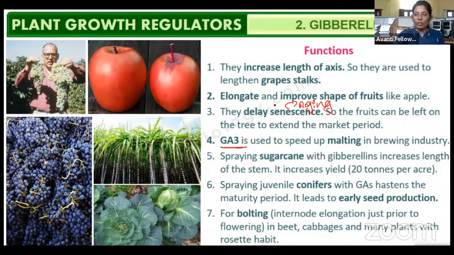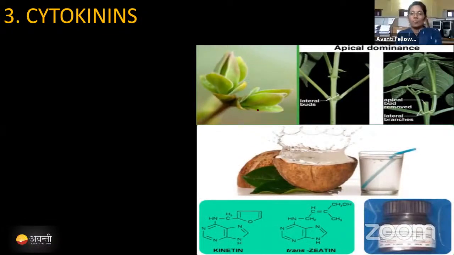Auxins and gibberellins, two things are done. Now, cytokinins. Regarding cytokinins, one interesting factor is here. This was first identified by Skoog and Miller. Who's that? Skoog and Miller.